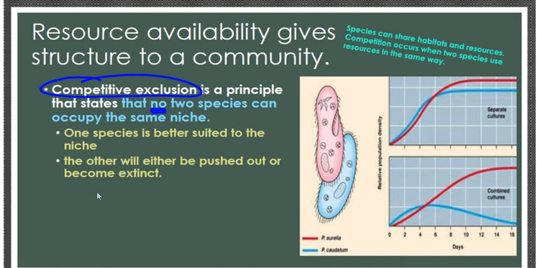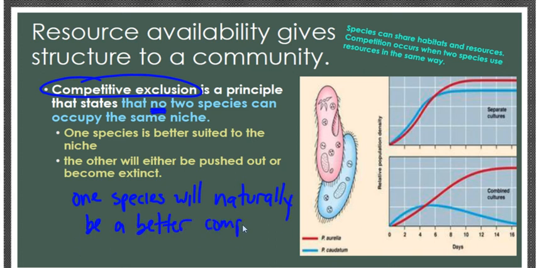No two species can occupy the same niche. Why? Because one species is better suited. Because one species will naturally be a better competitor. And being a better competitor will allow it to get resources better than the weaker competitors. So the weaker competitor either will become extinct or it'll be pushed out of the niche and have to go somewhere else. So we see that with the paramecium right here.